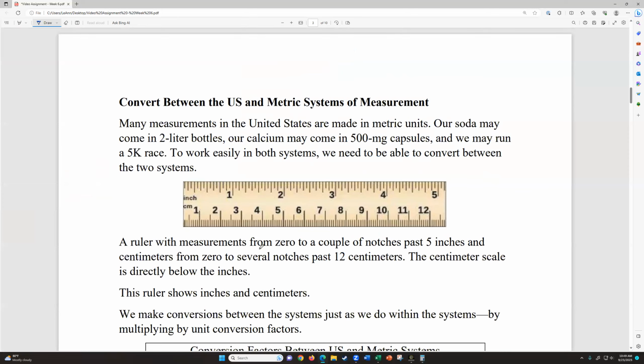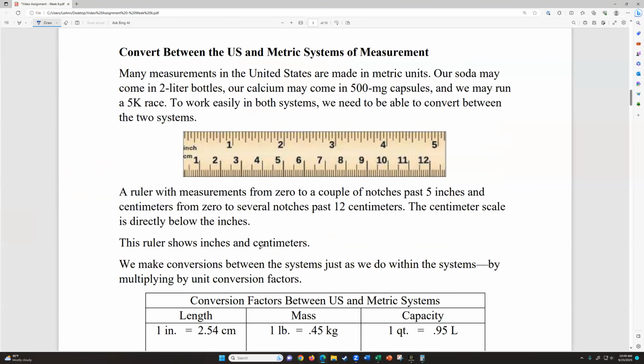Now, we're going to use what we've been learning about the factor label method to do some conversions between the US measurements, like inches, feet, yards, and the metric system of measurement, like centimeters, meters, kilometers. Many measurements in the United States are made in metric units. Our sodas may come in 2-liter bottles, our calcium may come in 500 milligram capsules, and we may run a 5K race.